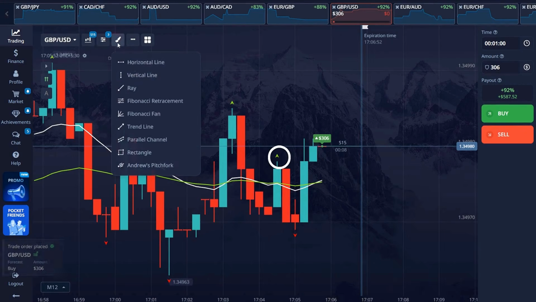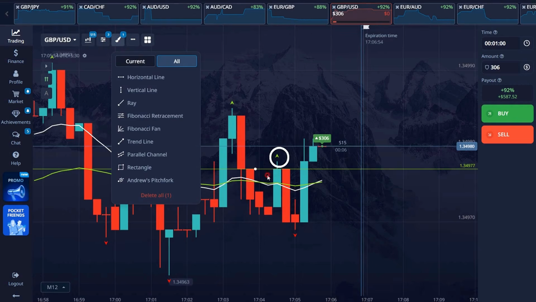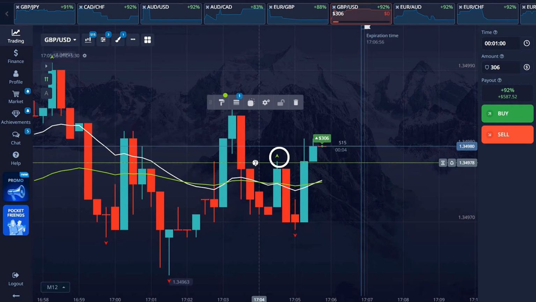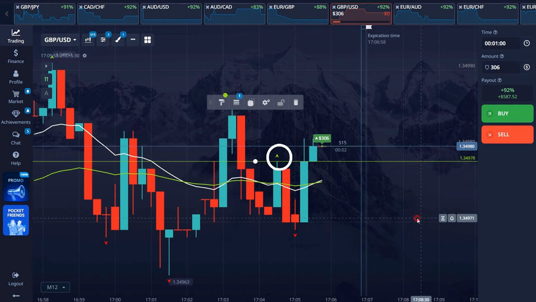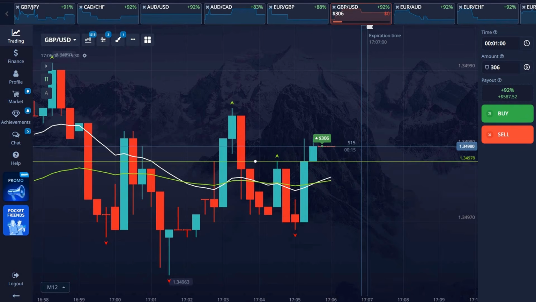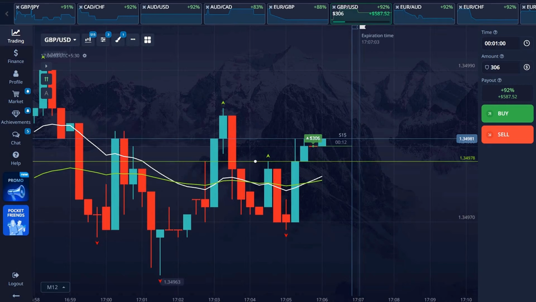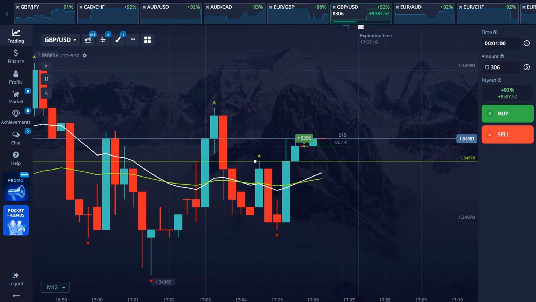Here you can see a recent up fractal marked on the chart. I've drawn a horizontal line at that fractal level. As soon as price broke and closed above this level, I entered a buy trade. This confirms the breakout and matches all our rules. Price is above the EMA, the trend is upward, and we got a clear breakout signal.